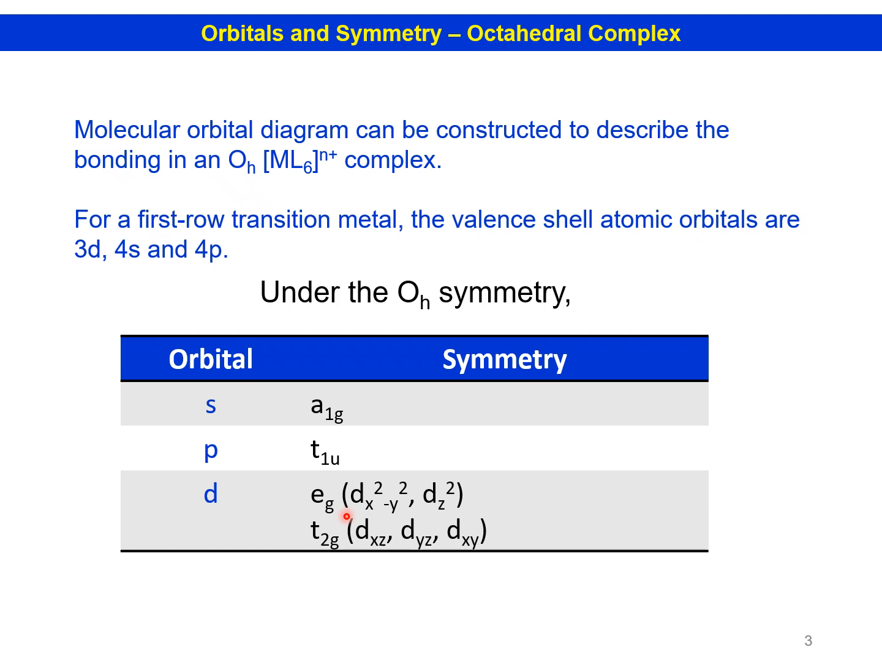Now, because we are considering examples and molecular orbital diagrams for octahedral complexes, the d orbital is split into Eg and T2g. These two are the symmetries of the d orbital. The s orbital symmetry is A1g, and the p orbital symmetry is T1u. So if you see a label A1g, that is representing the s orbital. And if you see a T1u label, that is the p orbital. The Eg and T2g will be labeling the d orbitals.